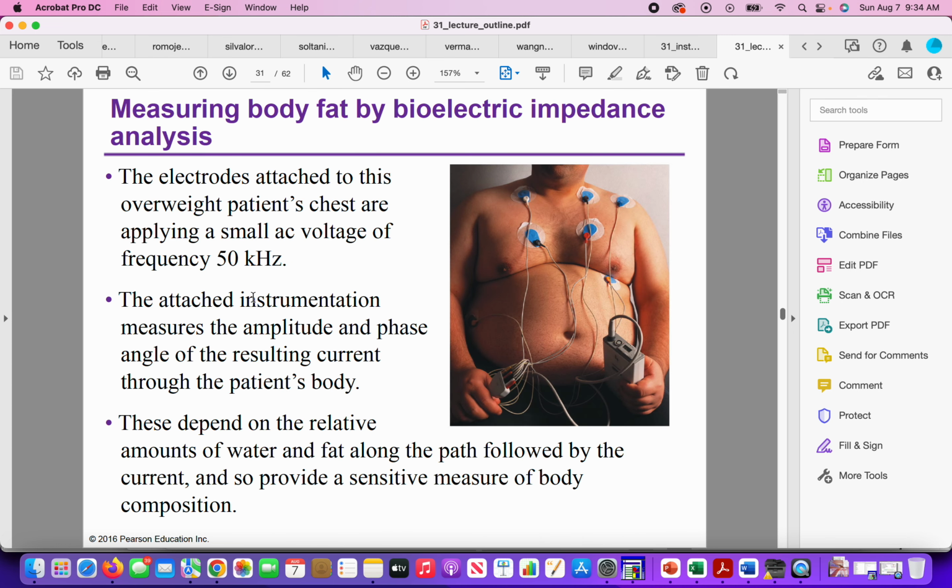This is measuring body fat by using bioelectric impedance analysis. Sensors or electrodes attached to the overweight patient's chest apply a small AC voltage with a frequency of 50 kilohertz, and the instrumentation measures the amplitude and phase angle of the resulting current through the patient's body. These depend on the relative amounts of water and fat along the path followed. Then they provide sensitive measurements of what the body is composed of.